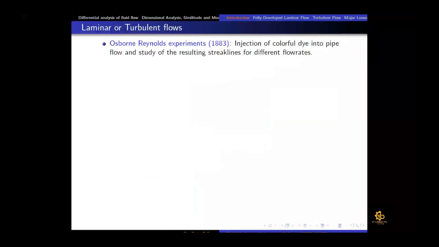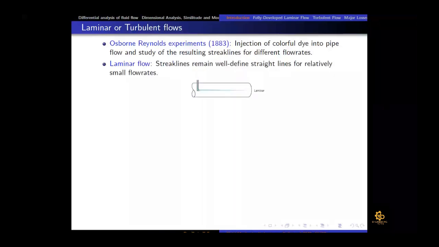He conducted experiments in 1883. What he did was inject a colorful dye into pipe flow and study the resulting streak lines for different flow rates. When the flow rates are quite low, it means the inertial forces were quite negligible. Then the streak line remains a well-defined straight line. So the fluid particles follow the streak line in a very straight path, which means that the viscous forces are dominant over inertial forces.